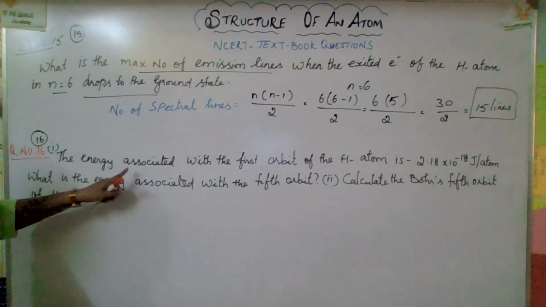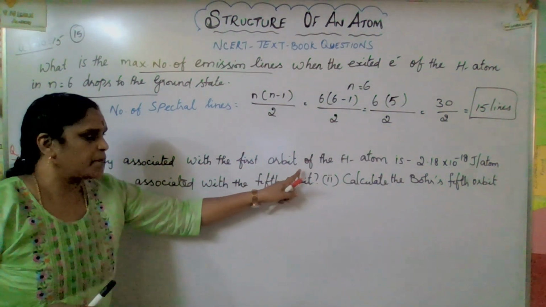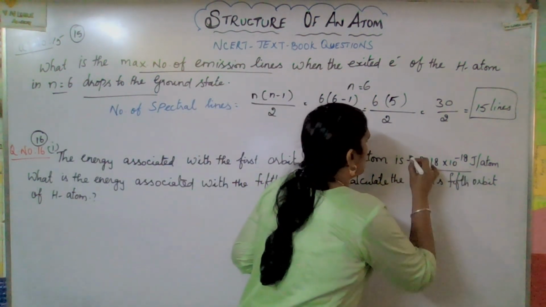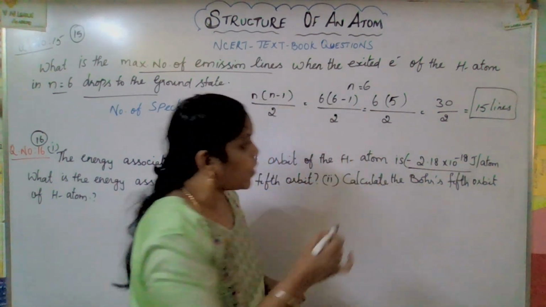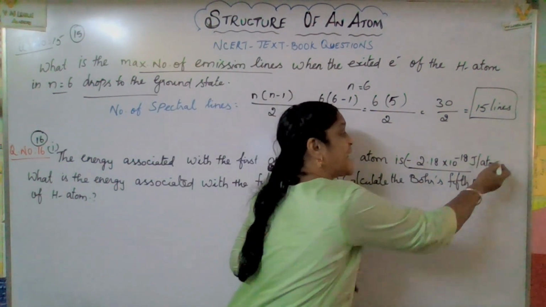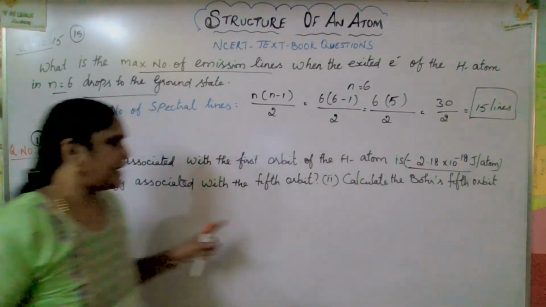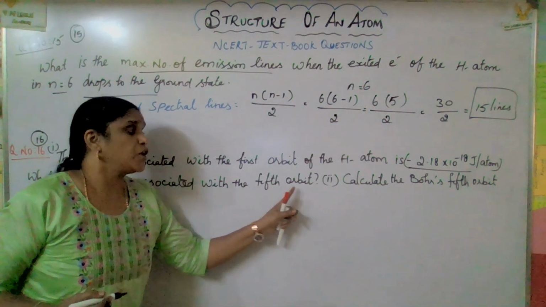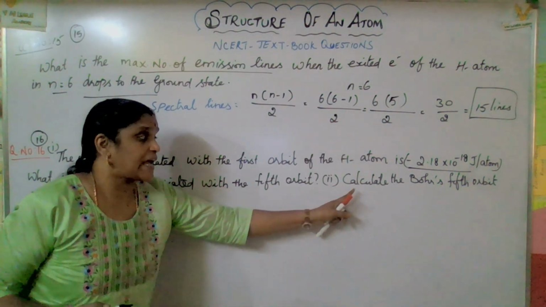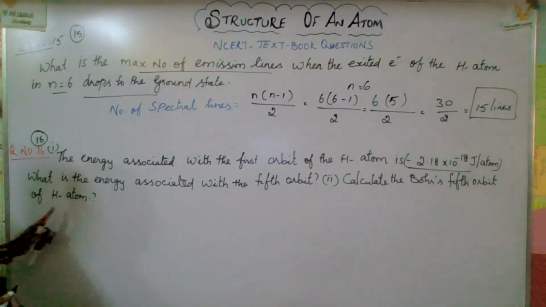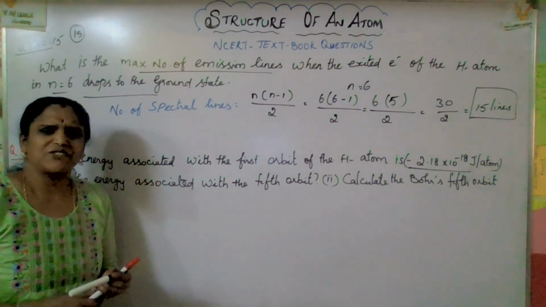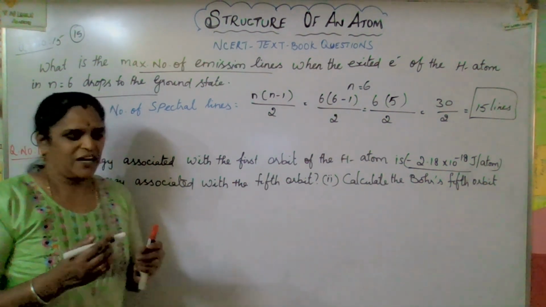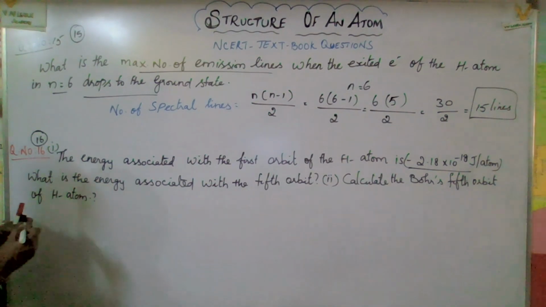The energy associated with the first orbit of hydrogen atom is minus 2.18 into 10 to the power of minus 18 joule per atom. What is the energy associated with the fifth orbit? And the next question, calculate the radius of Bohr's fifth orbit of hydrogen atom. This is actually very simple. The 14th question, what we have seen, the same idea only we can use. But let us check with it.